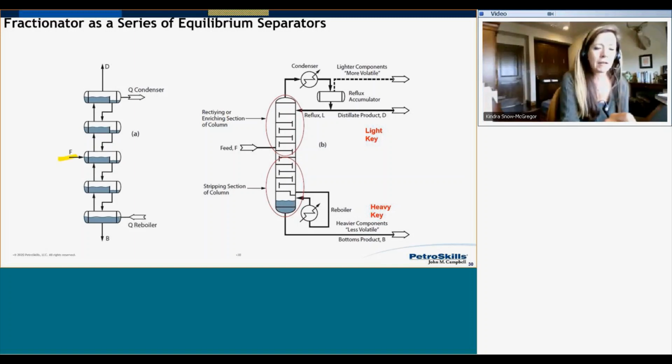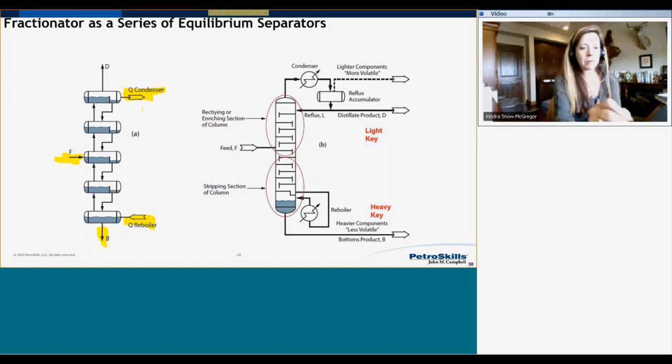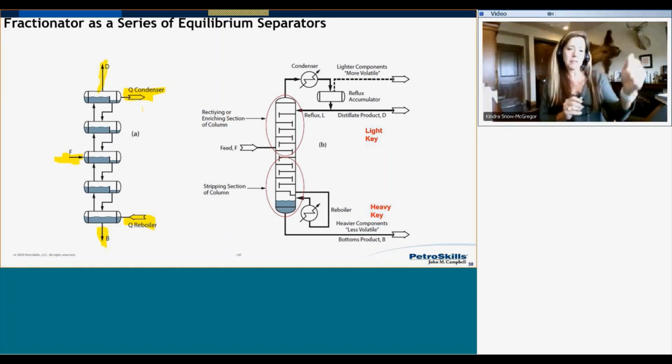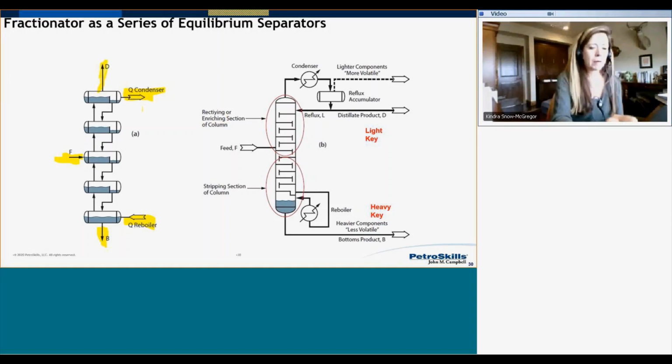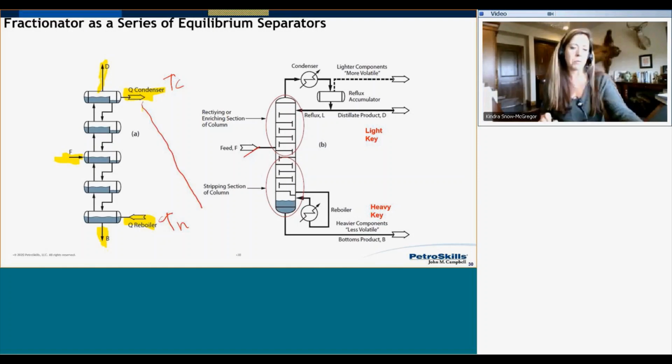And so you can see on this diagram here, I have my feed coming in some point in the column, and then I'm putting heat in the bottom, my bottom's composition is coming out. I'm taking heat out the top, my distillate product is coming out the top. And remember, this is T cold, and this is T hot, and I want to try to have as smooth of a temperature profile as possible.